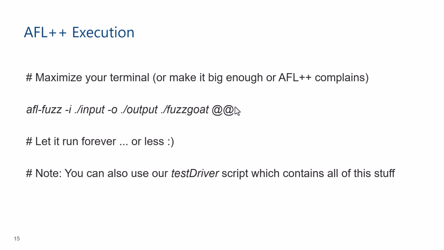And then fuzzgoat, by the way, doesn't have any command line key arguments per se. It just takes fuzzgoat, space, the path to the JSON file. So that's very easy here. That's what you put there. Now let it run for a while.